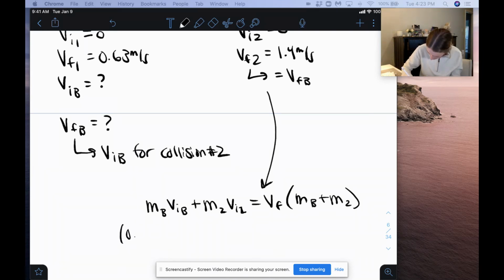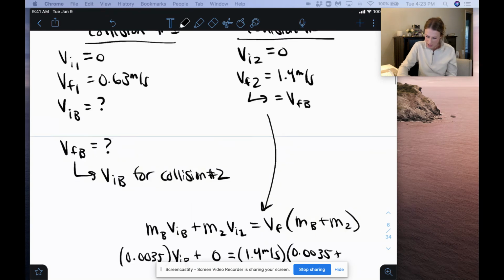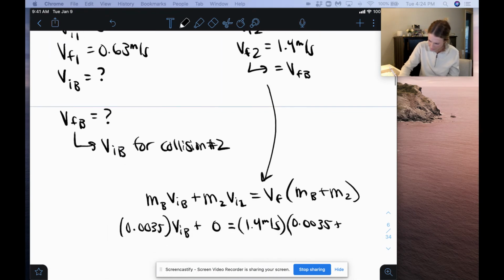So I know mass of the bullet is 0.0035 times initial velocity of the bullet, plus mass 2 times initial velocity of 2. Again, I know that the initial velocity of that block 2 is 0, so that whole term becomes 0. And then I get equal to the final velocity, which was 1.4 meters per second, times the quantity, mass of the bullet, 0.0035, plus mass of the second block, which was 1.8 kilograms. So here I get 1.8 plus 0.0035. I'm going to multiply that by 1.4 now.